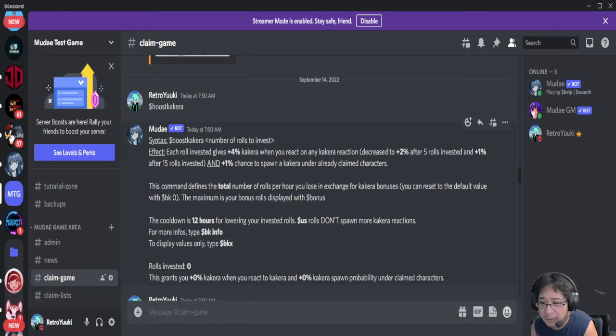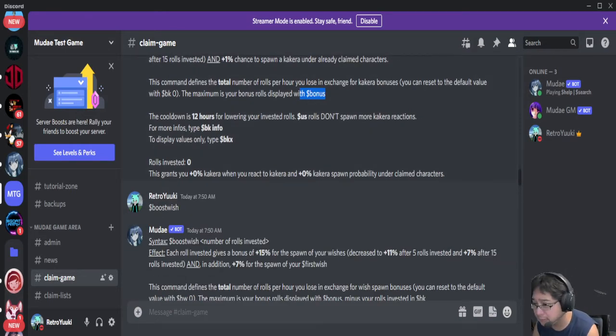Now keep in mind though, this command defines the total number of rolls per hour you lose in exchange for Kakera bonuses, which you can reset the value to zero with $BK0. And you can see the bonus rolls with $bonus, which I'm gonna show you. No matter what, the cooldown is 12 hours. For lowering your invested rolls, $US rolls don't spawn more Kakera reactions though. For more information, use $BK info, and to display values only, type $BKX. So right now I have 0 invested rolls because I don't play much, so I have 0 Kakera loots. Therefore, I cannot get a bonus.